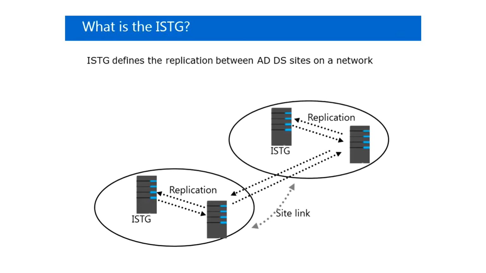So what is the ISTG? ISTG means the inter-site topology generator, which establishes the connection objects between the sites. Only one domain controller in each Active Directory site will have the ISTG role at any given time, so that replication happens between the domain controllers that have the ISTG role.